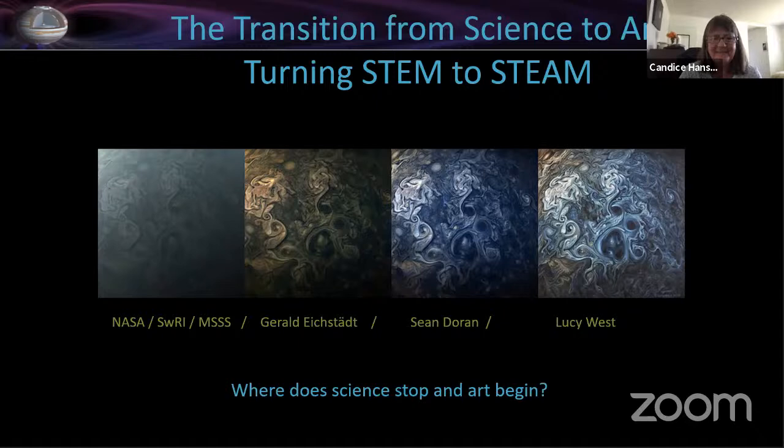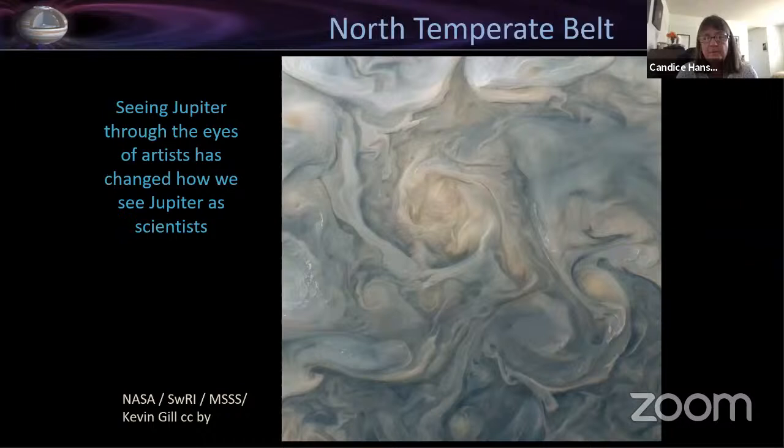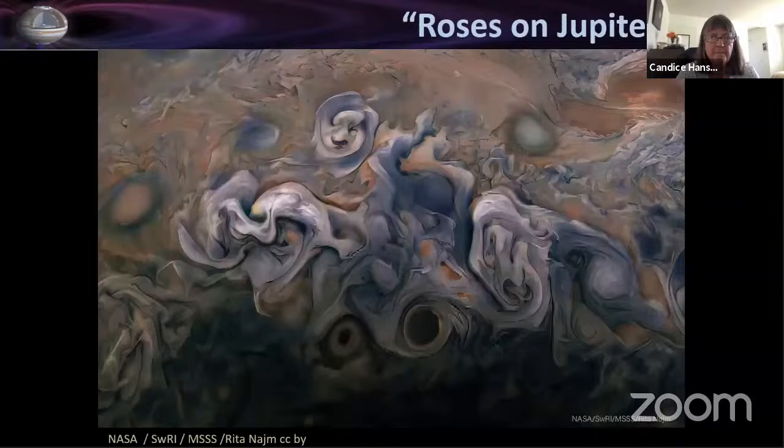Here's an example of a beautiful image that is also scientifically very, very analyzable, because one of the things that is interesting is where you see the small bright clouds, and they really do stand out nicely in this particular contribution from Kevin Gill. The next slide, please. Here's an artist's conception. And this is actually one of my favorites. One of these days it's going to be framed and it's going to be hanging on my wall.